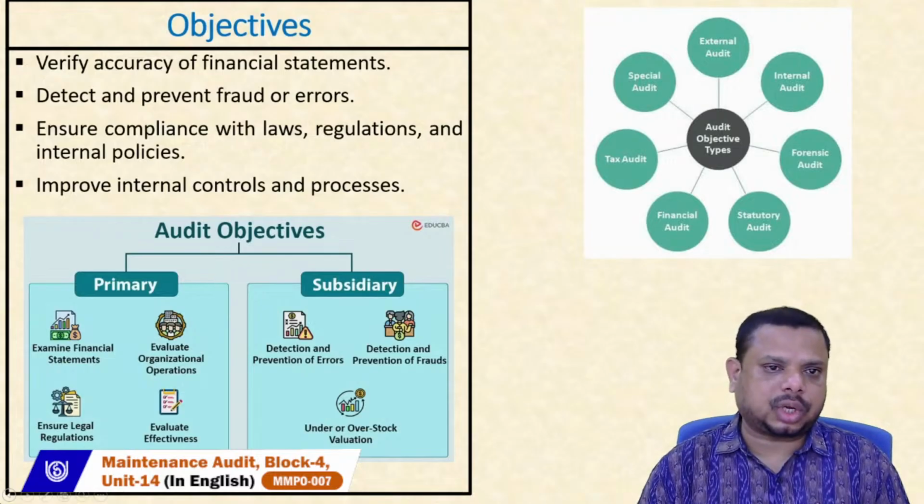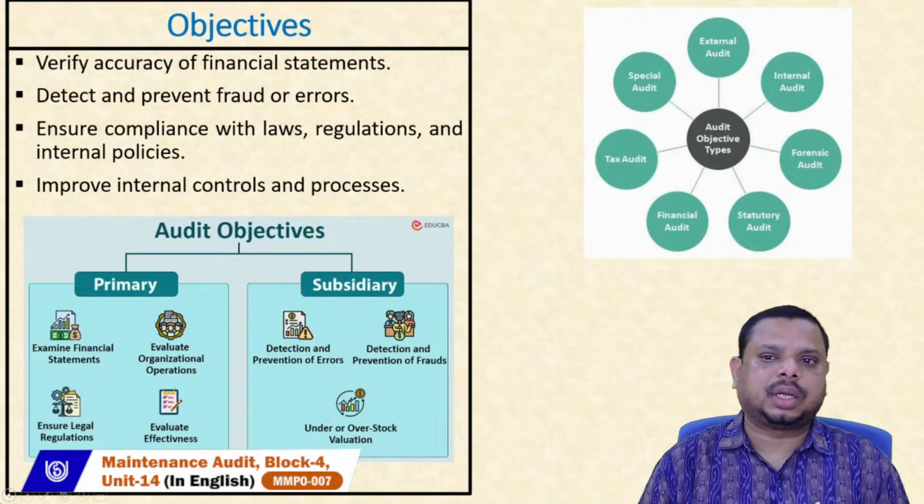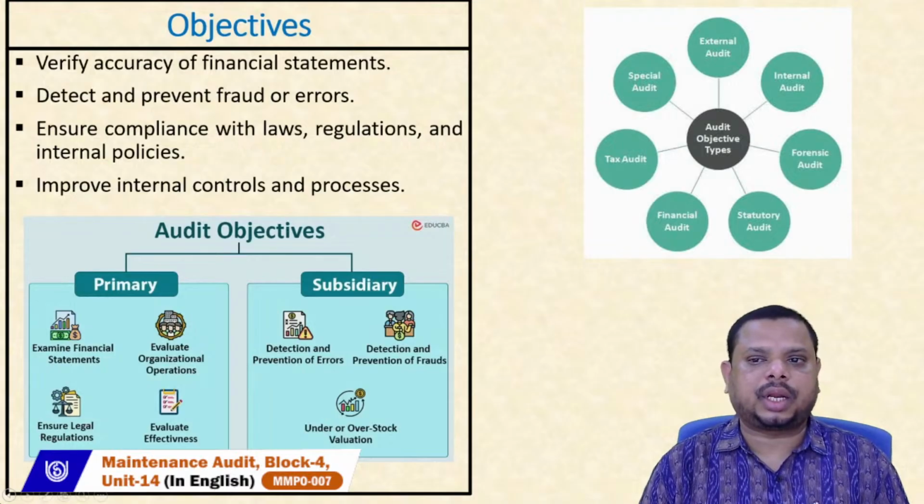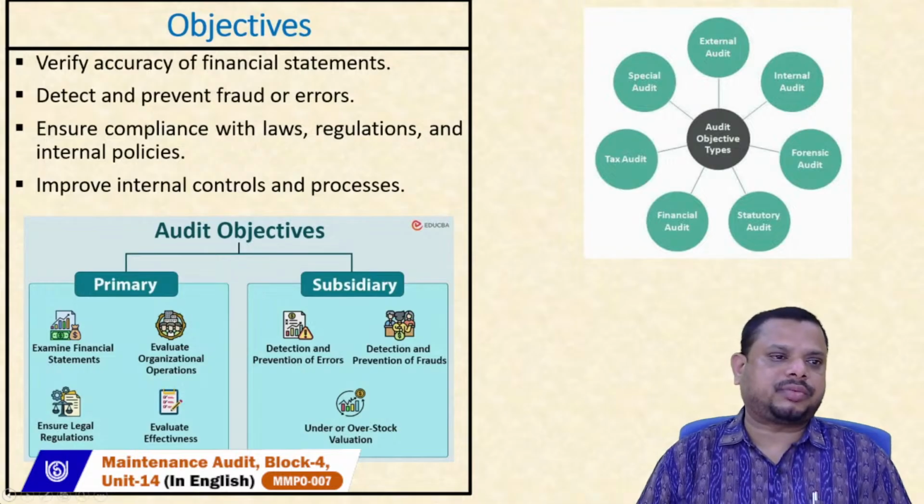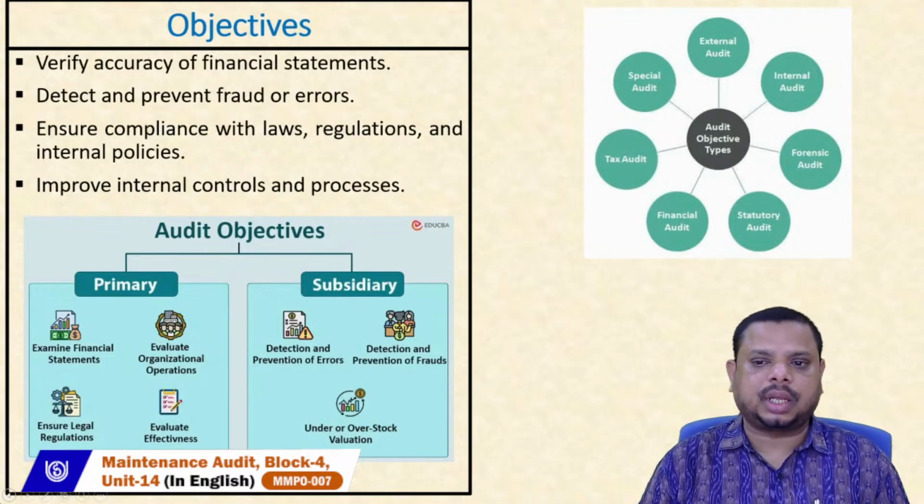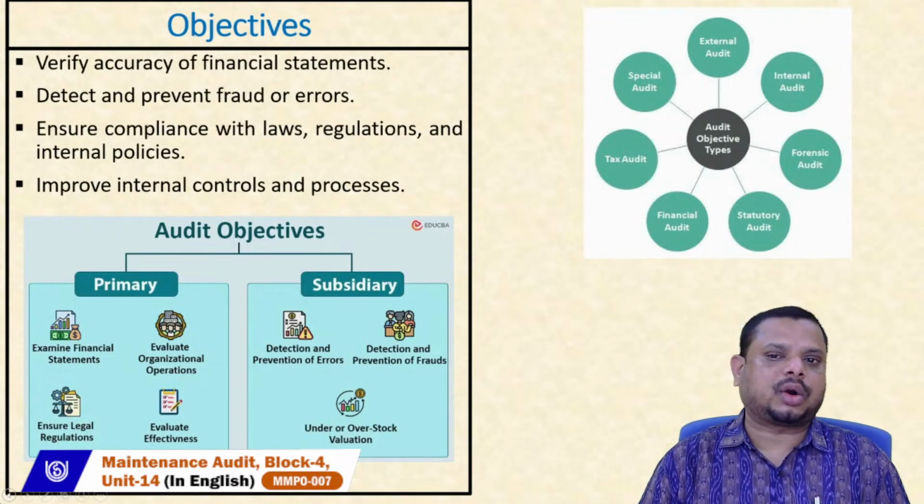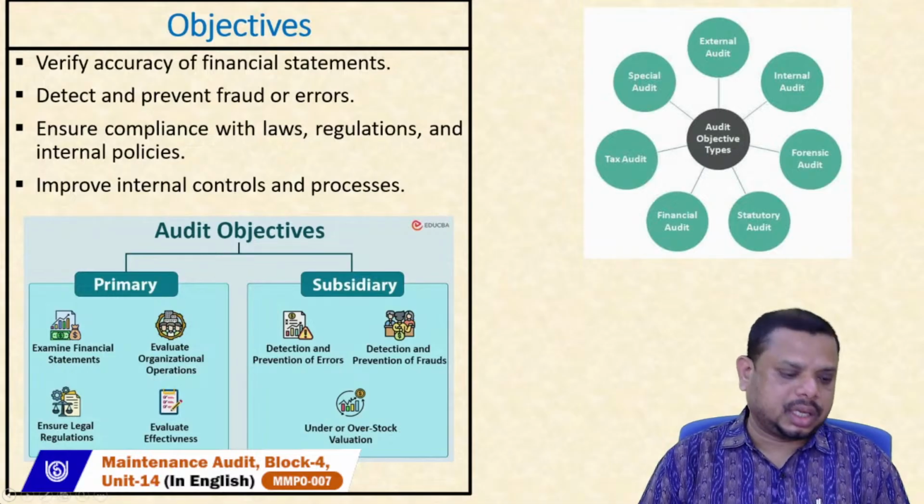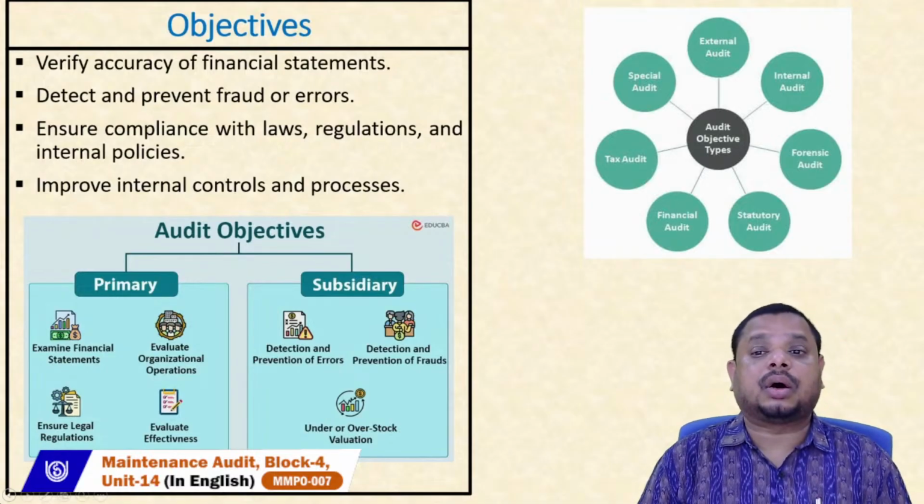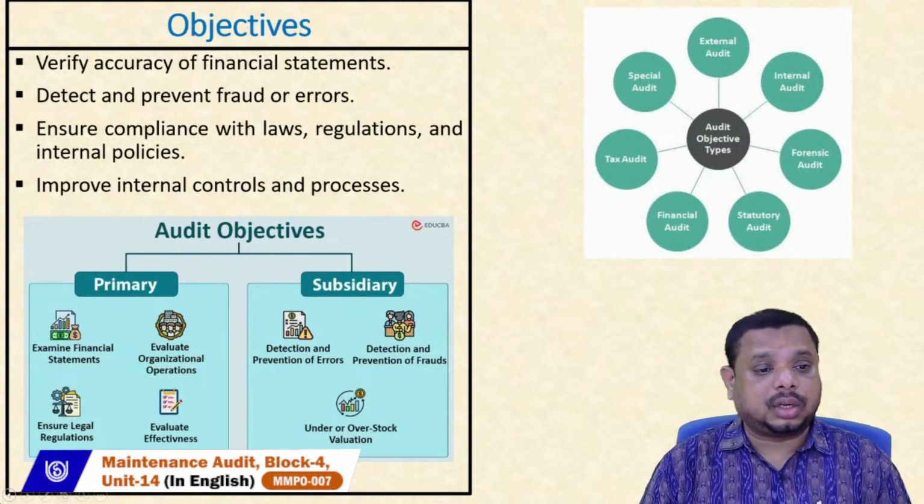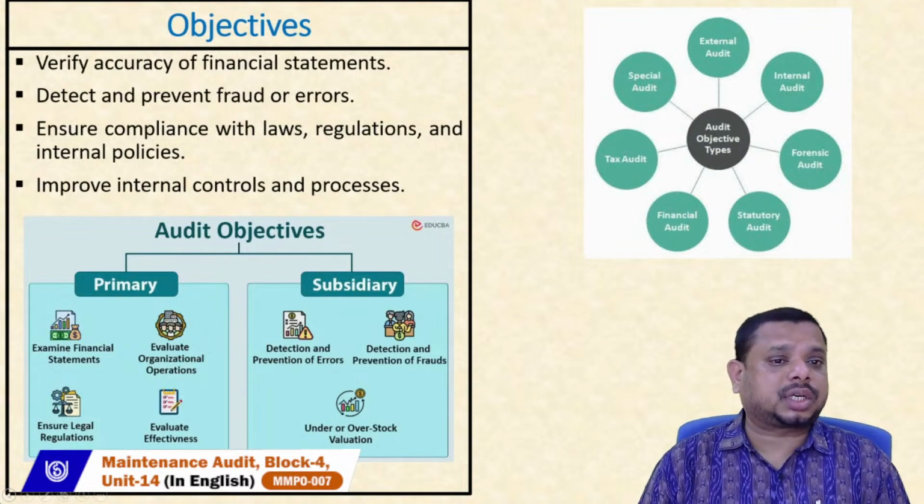So if you go to the other objectives of your audit, it basically goes for external audit or maybe internal audit. In some cases it goes for the classification of regular forensic audit, statutory audit, financial audit, tax audit, and special audit. So these are the classes or classification of types of audit. So we'll go for the basic objectives of audit.